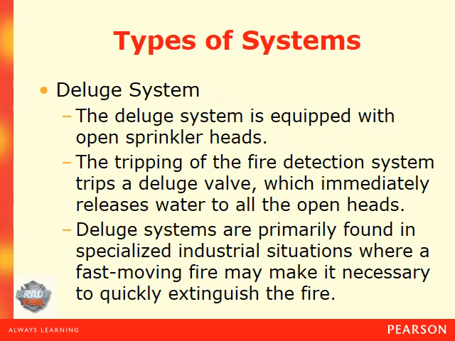The deluge system is equipped with open sprinkler heads. The tripping of the fire detection system trips a deluge valve, which immediately releases water to all of the open heads. Deluge systems are primarily found in specialized industrial situations where a fast-moving fire may make it necessary to quickly extinguish the fire.